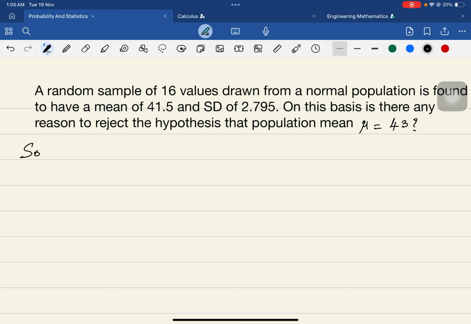So these are the things given in the problem. Given that the population mean is equal to 43, the sample mean is given as 41.5, and n is equal to 16, which is less than 30. Correct?